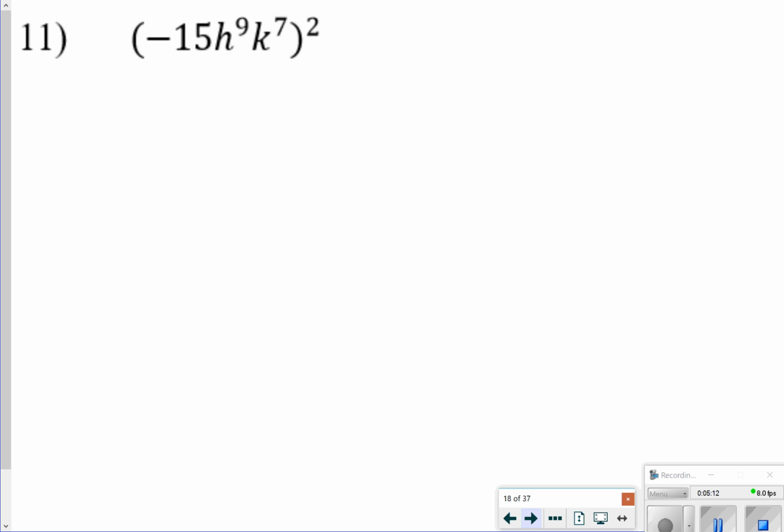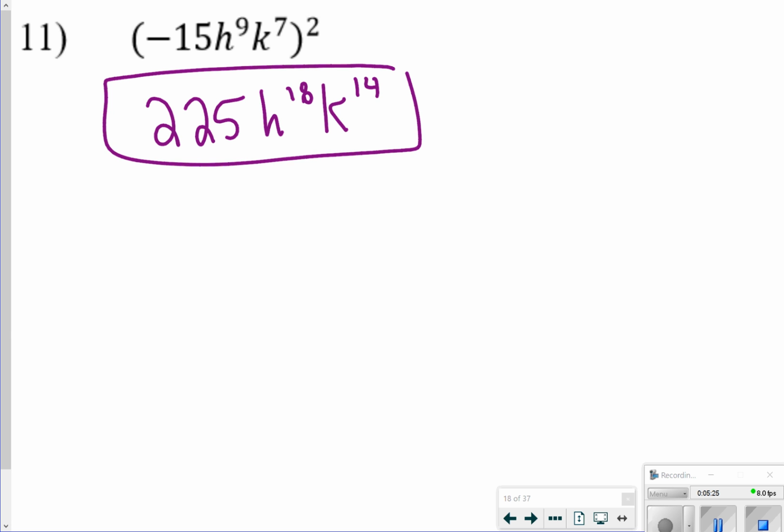For 11, I'm going to distribute everything here. So negative 15 to the second power is a positive 225. H to the 9th would be h to the 18th, and k to the 7th would be k to the 14th power. Here's my final answer for number 11.